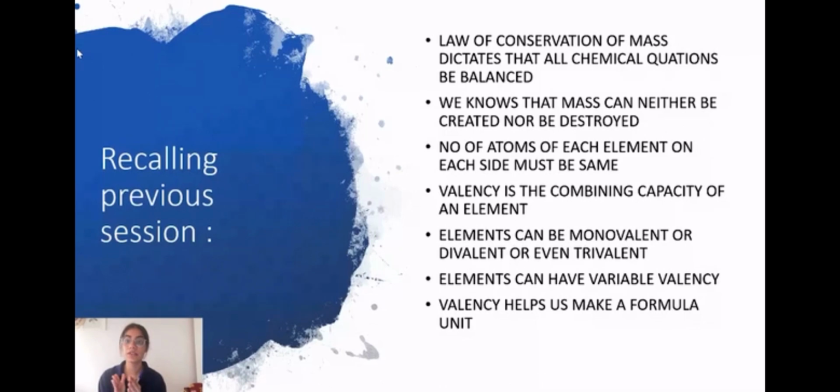Now, atoms can also have multiple variable valency. The two examples that we discussed were copper, which shows a valency of +1 and +2, and iron, being in the form of ferrous and ferric, having multiple valency of +2 and +3. Valency is what helps us make a formula unit for a compound, for example NaCl or MgBr2 or Na2SO4.